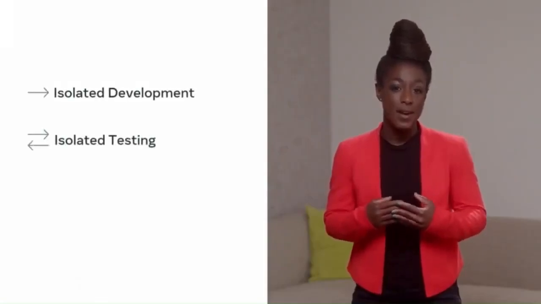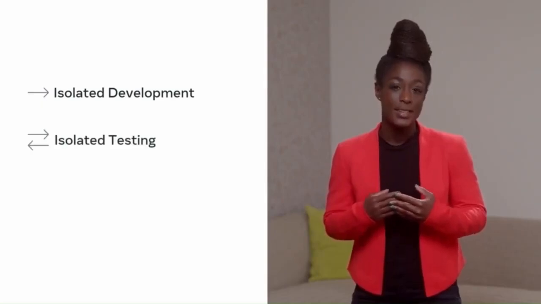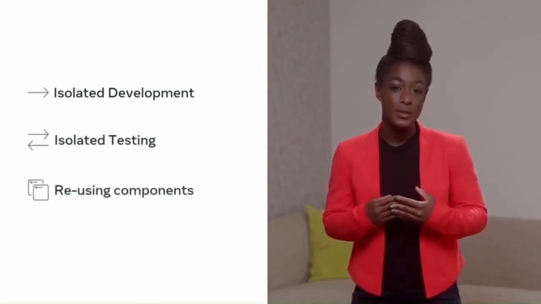This component model allows you to do several things, such as developing and testing parts of your application in isolation, and it also allows you to reuse components across multiple sections of the application as well. Let's explore an example. Most web applications have user profiles with pictures.